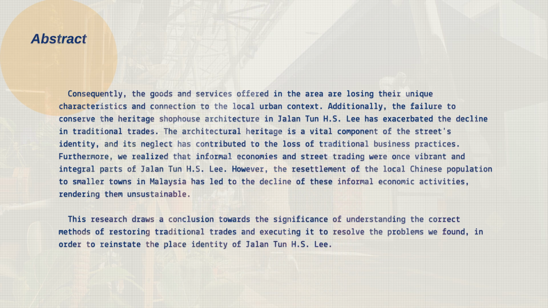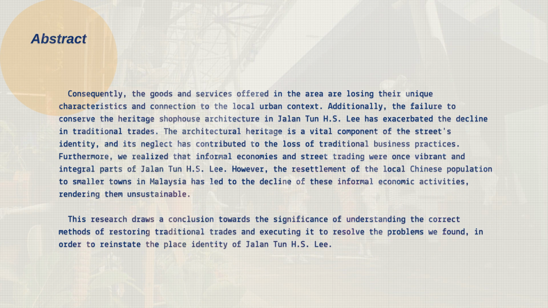Furthermore, we realized that informal economies and street trading were once vibrant and integral parts of Jalan Tun HS Lee. However, the resettlement of the local Chinese population to smaller towns in Malaysia has led to the decline of these informal economic activities, rendering them unsustainable. This research draws a conclusion towards the significance of understanding the correct methods of restoring traditional trades and executing it to resolve the problems we found in order to reinstate the place identity of Jalan Tun HS Lee.